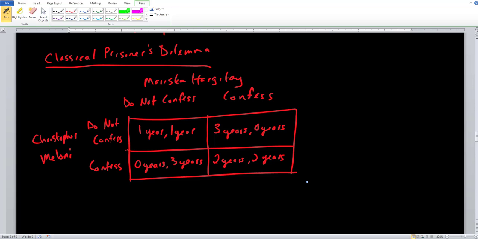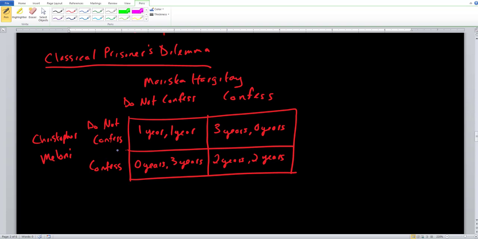And the story behind it is both of these players are being accused of a crime. Both of them are being held in their own little interrogation cell, like you see on the TV shows or in the movies quite often, and they cannot communicate with one another. So Chris cannot talk with Mariska and vice versa. And the police officers in question are trying to grill them about a particular crime that happened, and each of these players has the option of confessing or not confessing to the crime.